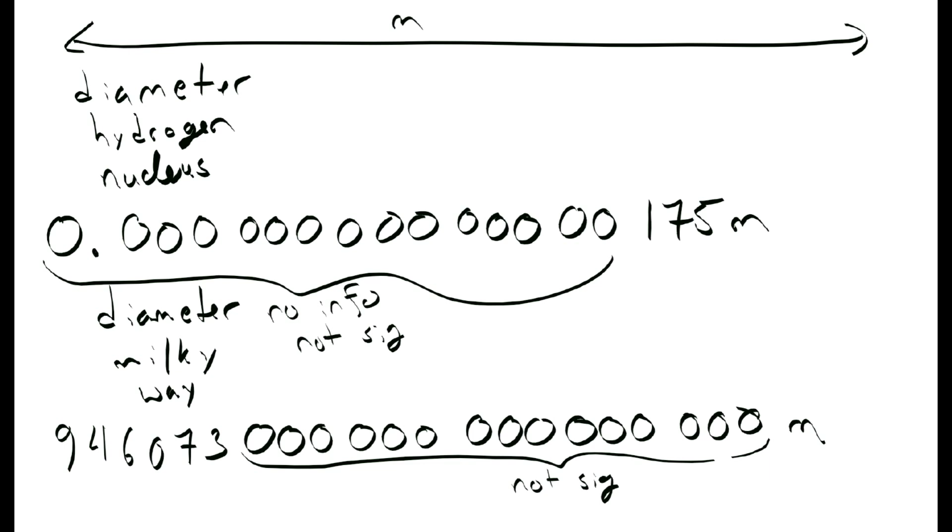All that we care about for the diameter of the nucleus of hydrogen is those last three numbers at the end. That's where we have the significant information, the three sig figs right there at the end. Similarly, in the diameter of the Milky Way, the significant information is in these six significant figures at the start of the number. Those are the parts of the measurement we actually care about.